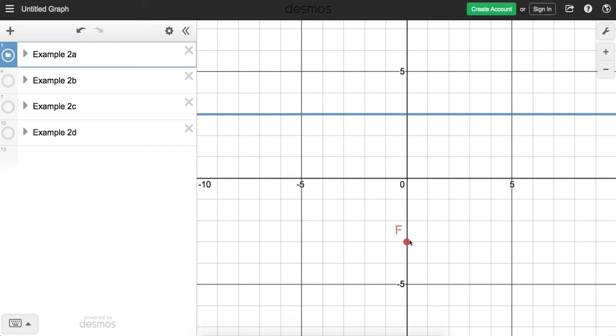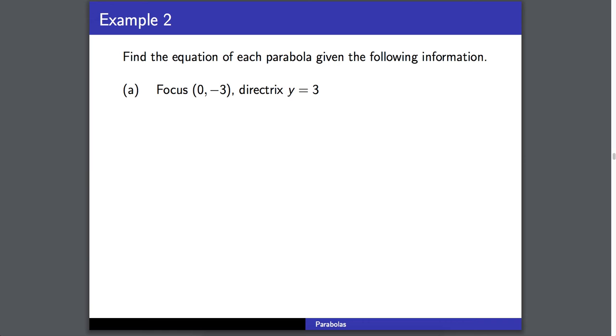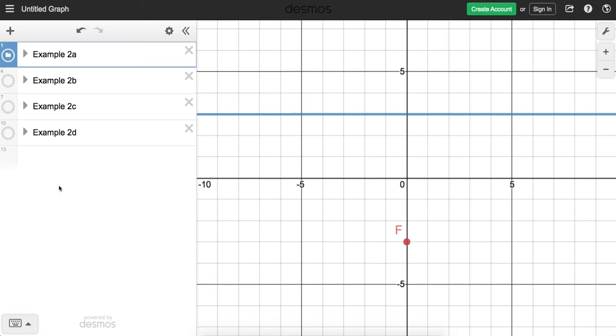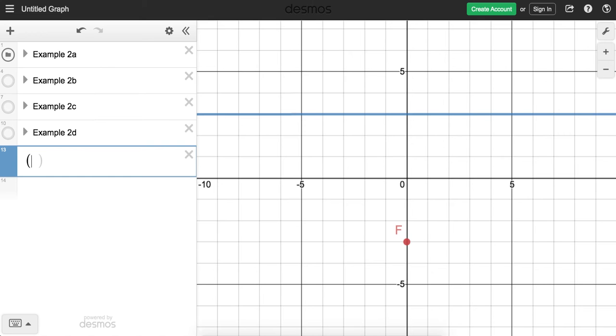Now in terms of what we have here, our focus point is below our directrix line, and our directrix line goes through the point (0, 3), and our focus point is at (0, -3). So the vertex is going to be the midpoint of these two points. The midpoint of (0, 3) and (0, -3) is the origin. So our vertex is going to be at the origin. So we can actually go ahead and graph that.